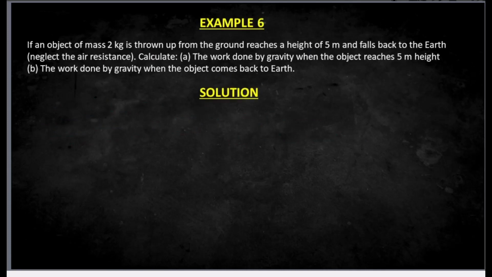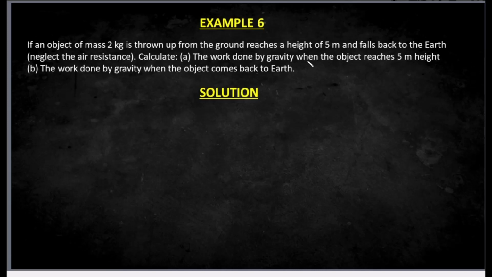Let's see the next one we want to solve. That is example 6. If an object of mass this is thrown up from the ground and reaches a height of 5 meters and falls back to the earth, that is to the ground, neglect air resistance. Calculate the work done by gravity.